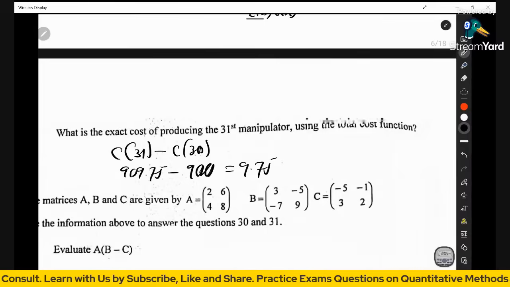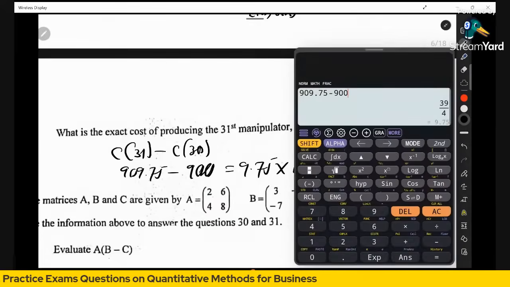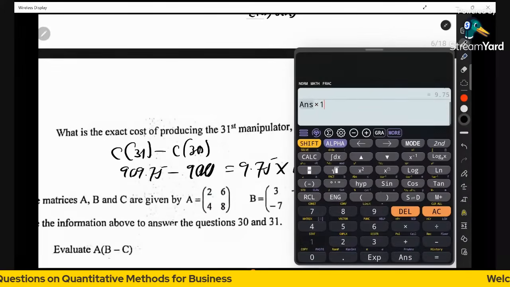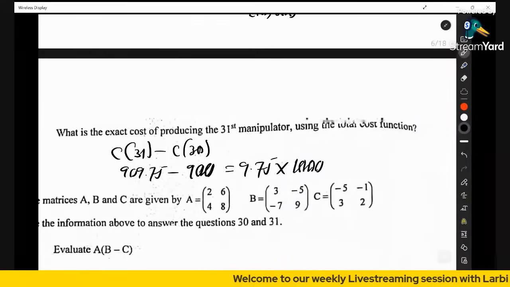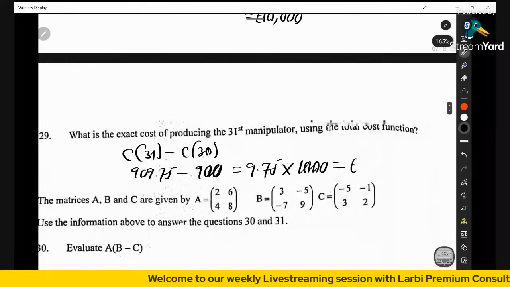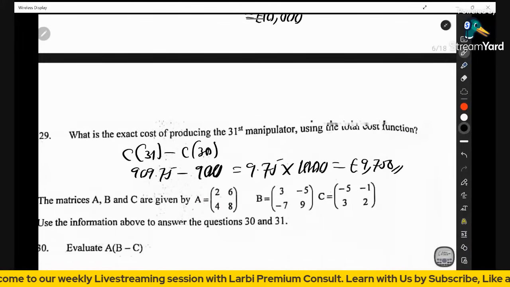So here becomes 9.75. But remember, you are dealing with thousands of euros, so you multiply by 1,000. When you multiply this by 1,000, we are getting 9,750 euros. And this becomes the exact cost of producing just one manipulator at the 31st level.